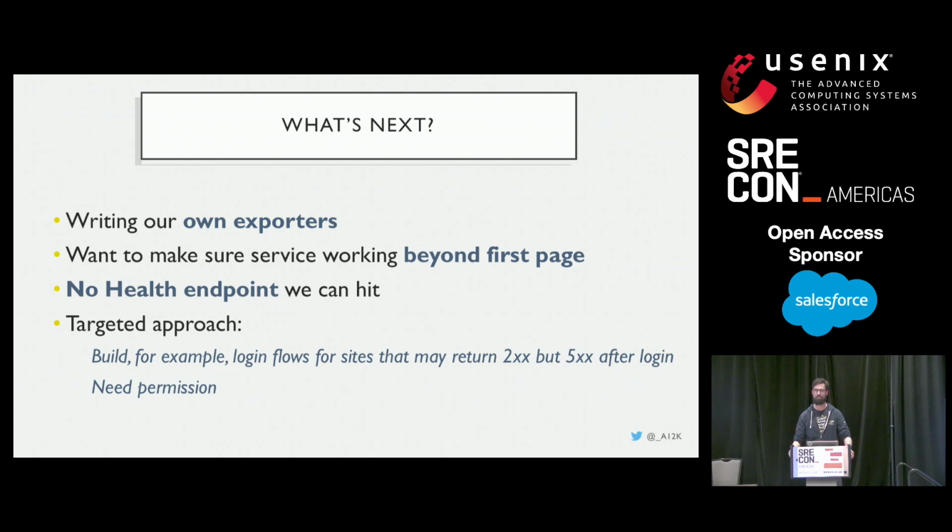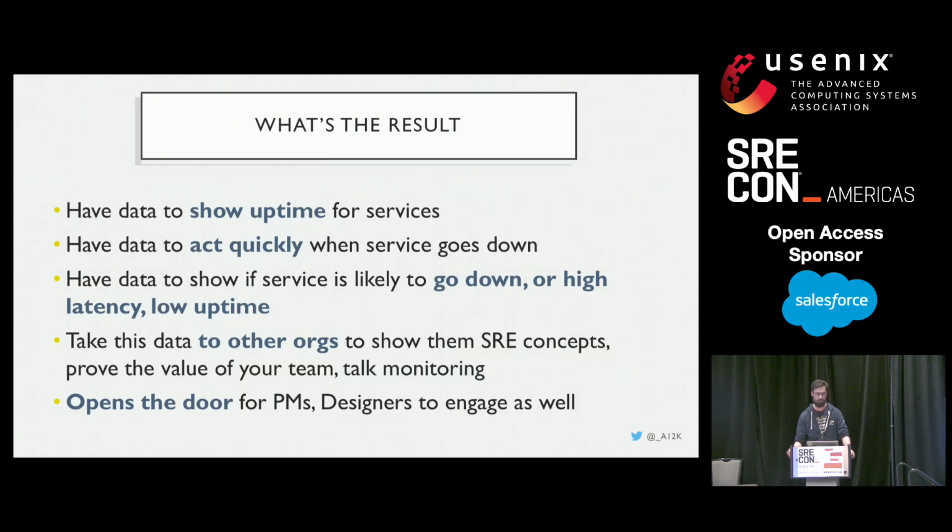But that goes deeper than simply sending probes out to the front door of web applications. You need permission for that. You need to engage first and get test user data or test user login so you can start running that. So what's the result? Now we have data to show uptime for services. We have the data to act quickly when a service goes down. We have some analytics that say, okay, these things are happening. Your service is in danger of going down.